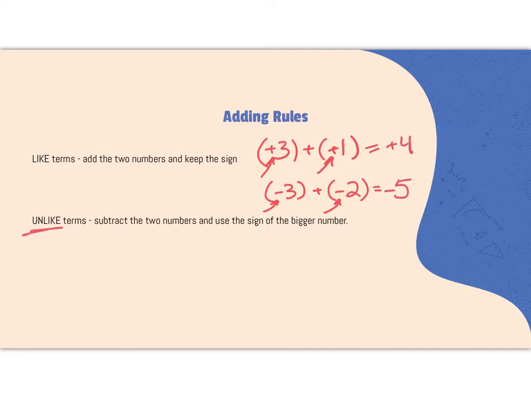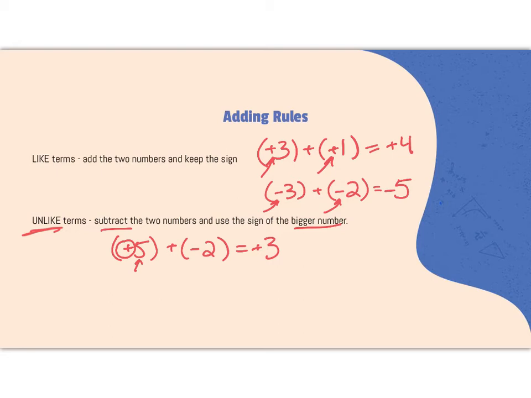For unlike terms, so this is where you have terms like positive 5 plus negative 2. Now I don't have the same signs. What we need to do is subtract the two numbers, and then we're going to use the sign of the bigger number. So because they're not the same sign, I'm going to go 5 minus 2, and that gives me a 3. I have to look at which number is bigger. The 5 is bigger than the 2, so I'm going to keep that positive symbol and just put it right there.